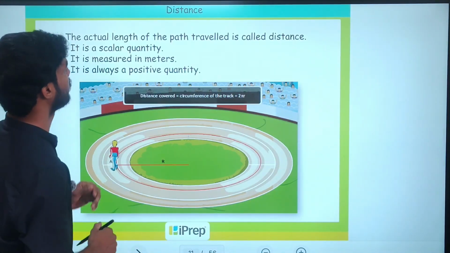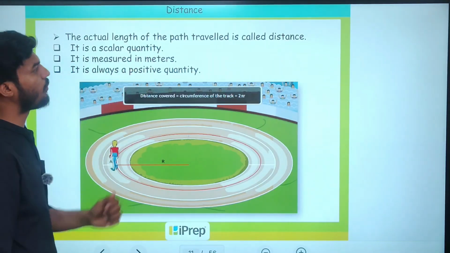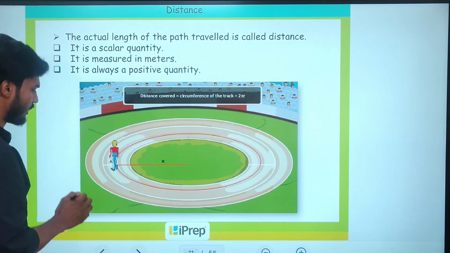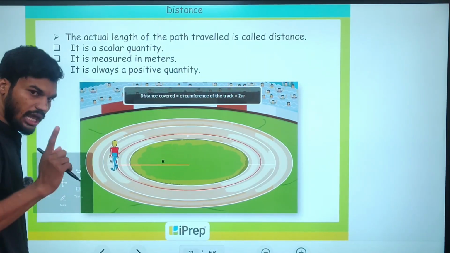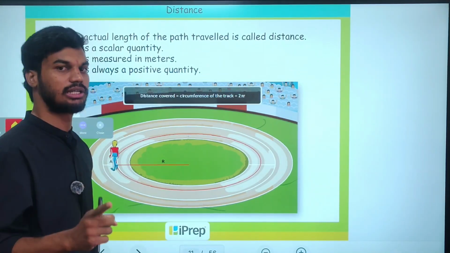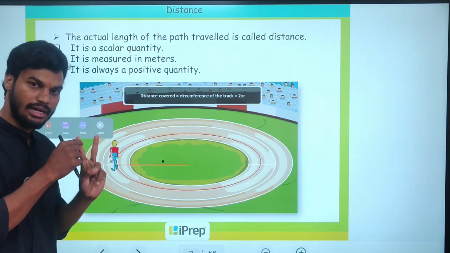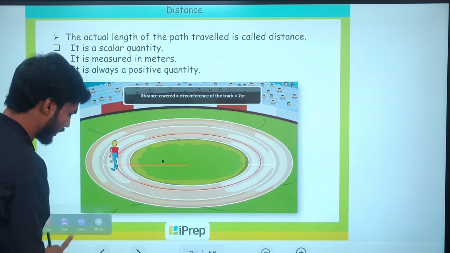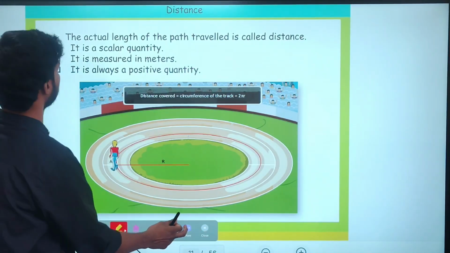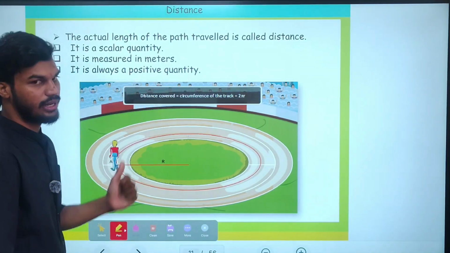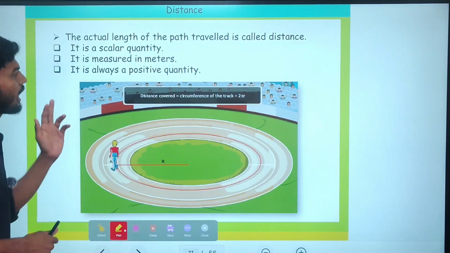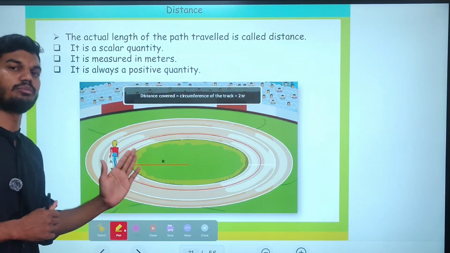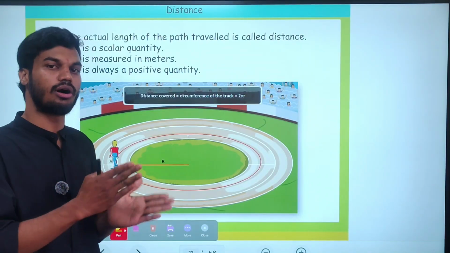Look at this example. Distance: the actual length of path traveled is called distance, and it is a scalar quantity. Look here, distance is a scalar quantity and displacement is a vector quantity. In vector quantity we have magnitude as well as direction, but scalar quantity shows only magnitude. It is measured in meters. It is always a positive quantity. The numerical value is always positive. It may not be zero or negative.